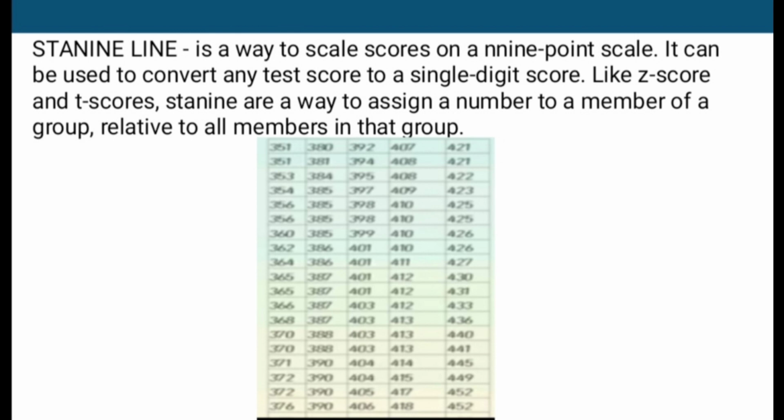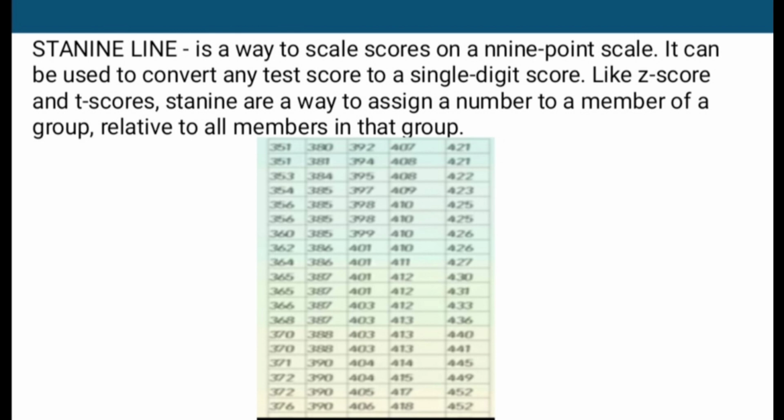I have here an example, which is the image in my presentation. So you can see a chart of numbers. There are 100 scores in the table above. They are from a population that is normally distributed with a mean of 400 and a standard deviation of 25. The scores have been ranked in ascending order.